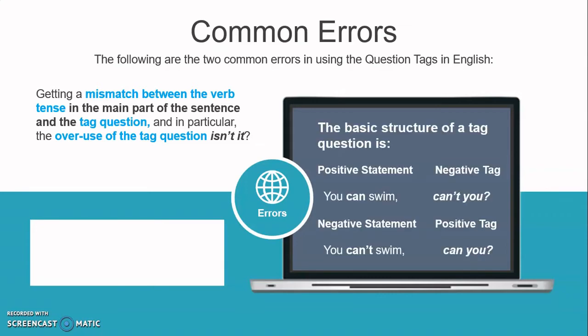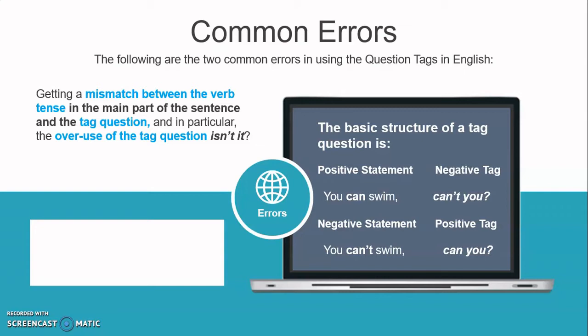Let's see the examples. So the basic structure of a tag question is that with a positive statement comes a negative tag. He can swim, can't he? Here I've used the same verb, the modal verb can, in both the statement as well as the question tag. With a negative statement, we add a positive tag. You can't swim, can you? So you need grammatical parallelism here.